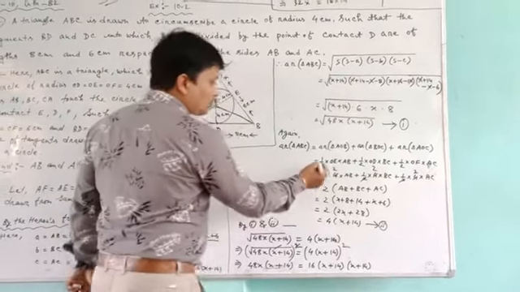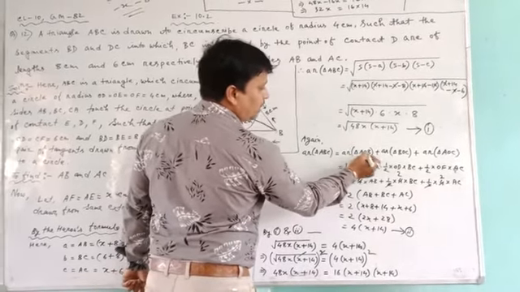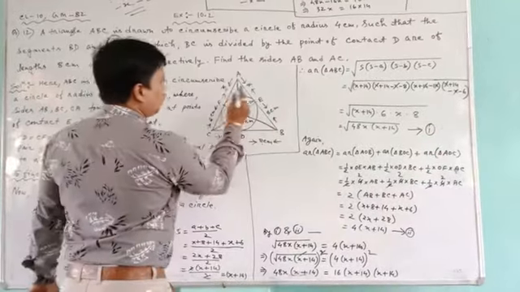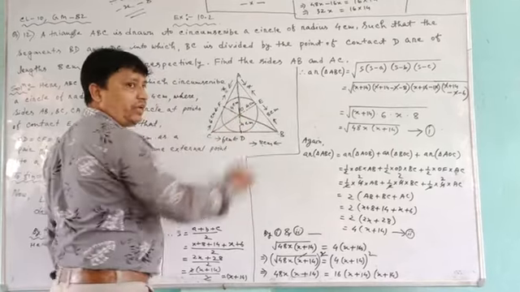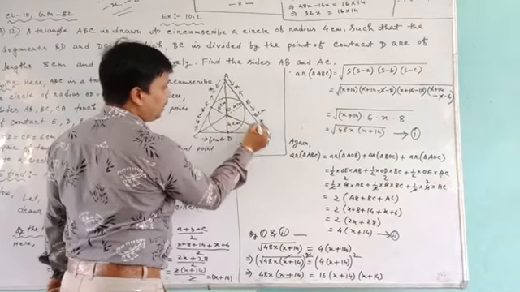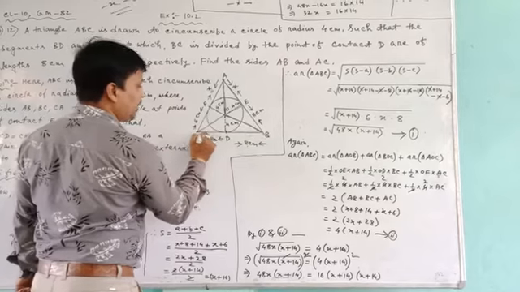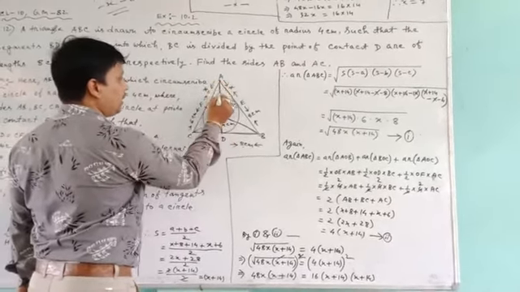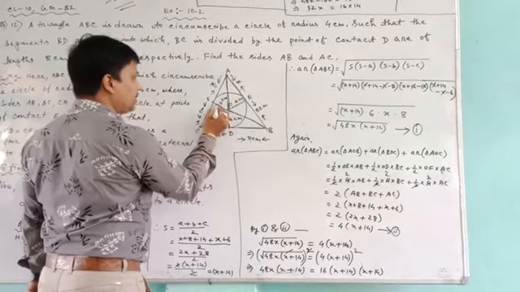Okay? So the area of triangle ABC equals the area of triangle AOB plus the area of triangle BOC plus the area of triangle AOC. That means the sum of these three triangles. In AOB, the base is AB and the height is OE. In triangle BOC, the base is BC and the height is OD. In triangle AOC, the base is AC and the height is OF.